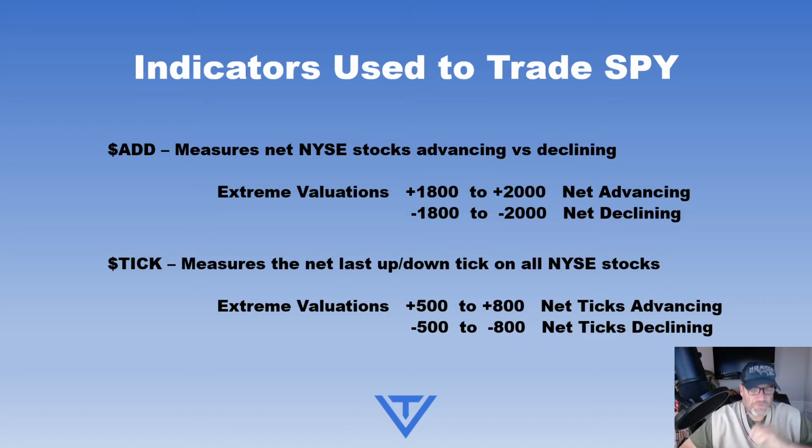The tick is very important too because it measures the net last up or down tick of all NYSE stocks. Now, this is more of a short-term buy pressure or sell pressure, what's going on right now with individual stocks. And it's good at, again, providing us with some divergences or indicating a possible trend day. So extreme valuations that we use in the tick is plus 500 to plus 800, minus 500 to minus 800. So you want to have both of these on your charts or near your charts when you're trading SPY.